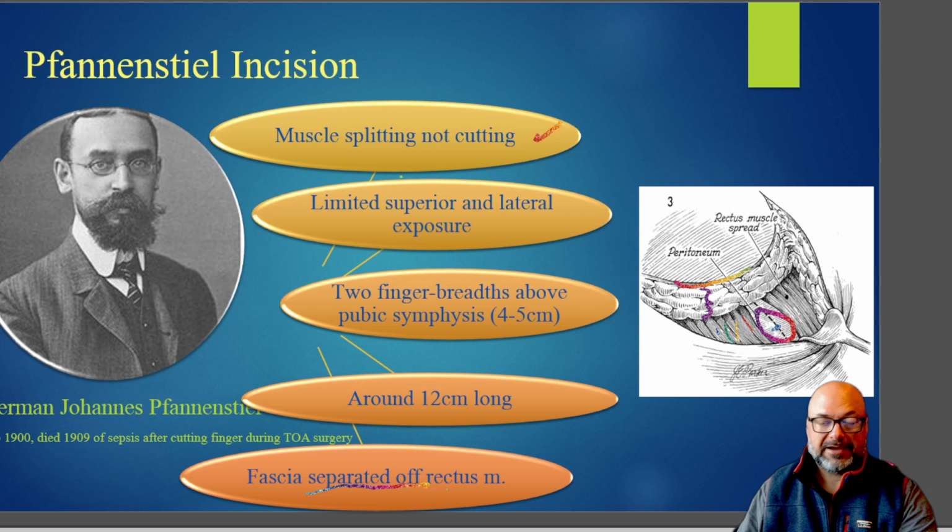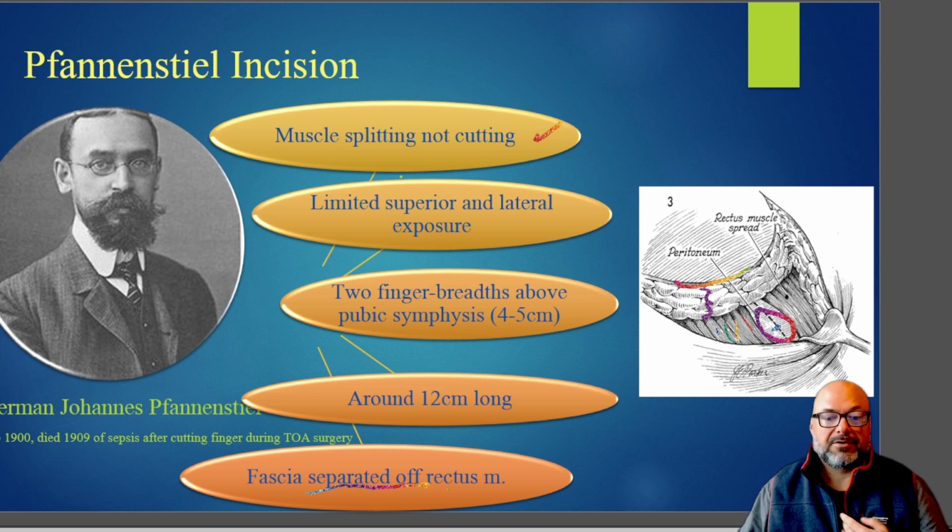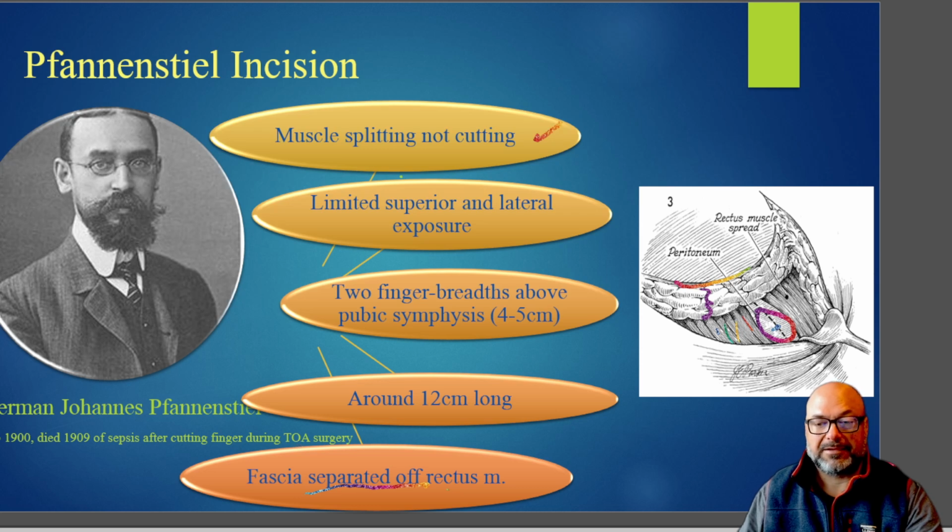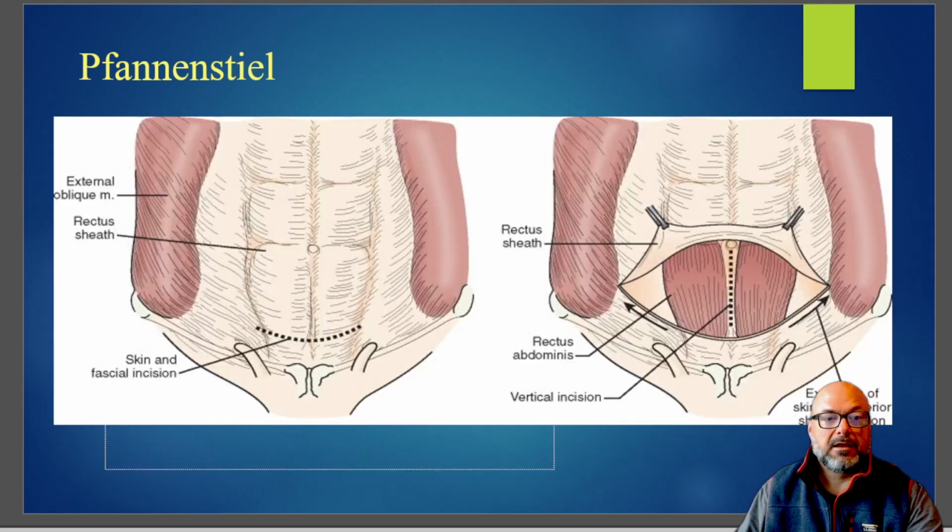As far as who this was named after, we don't really get much into tombstone medicine and talking about all the old surgeons who had things named after them. But Hermann Johannes Pfannenstiel, who actually published articles about this type of incision in 1900 and a bit before, himself died in 1909 of sepsis after he cut his finger during a surgery for a tubo-ovarian abscess, and then he got septic and died.